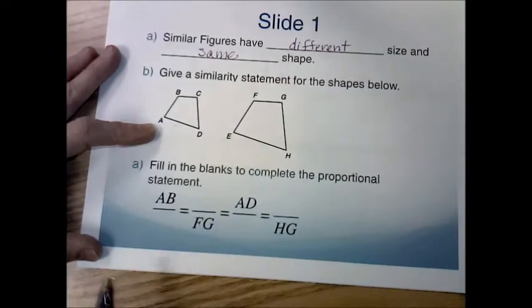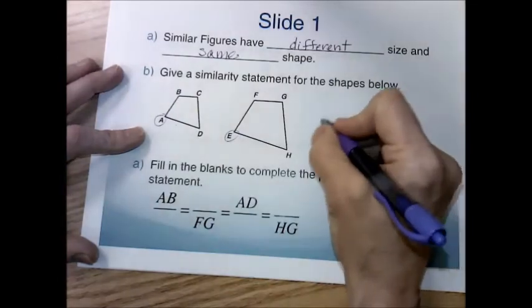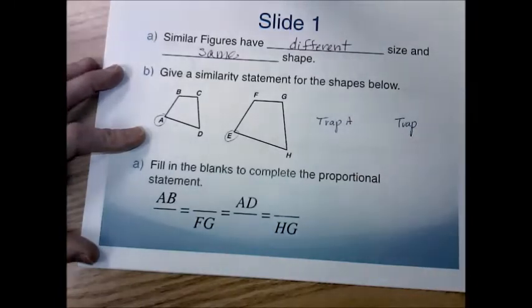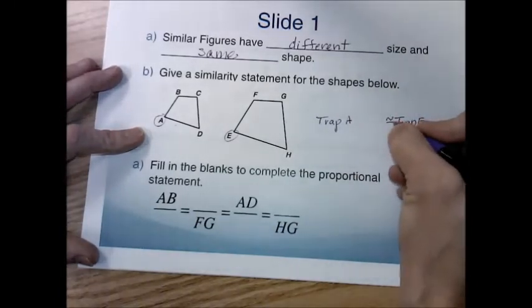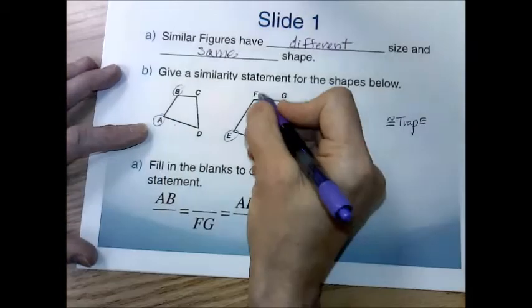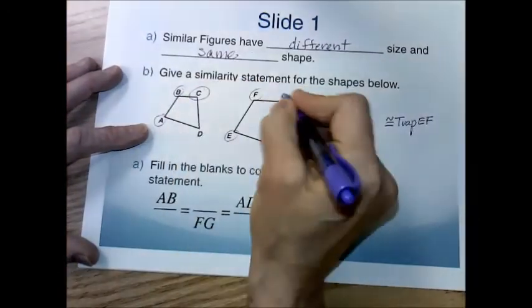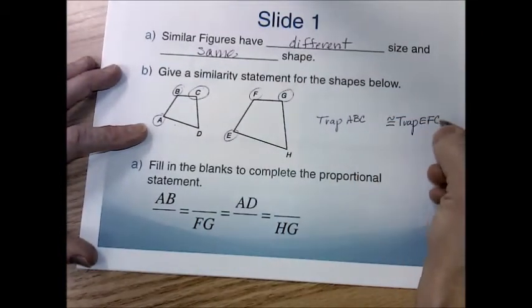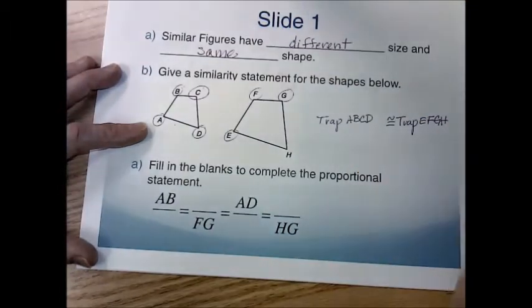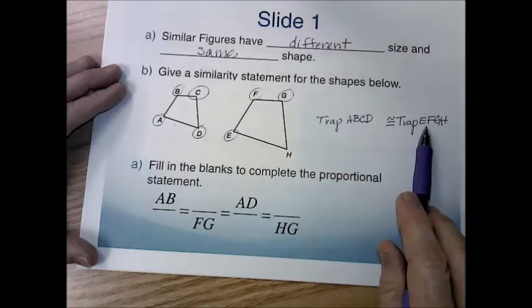So if we look for our corresponding sides and angles, we would see that A corresponds with E. So we would say trapezoid A, and let's go ahead and write trapezoid E. We'll put our similar symbol in there. And we know that B and F, so B would be the next letter, F would be the next letter. C and G correspond, so that would be C, this would be G, and then we have D corresponding to H. So trapezoid ABCD is similar to trapezoid EFGH.